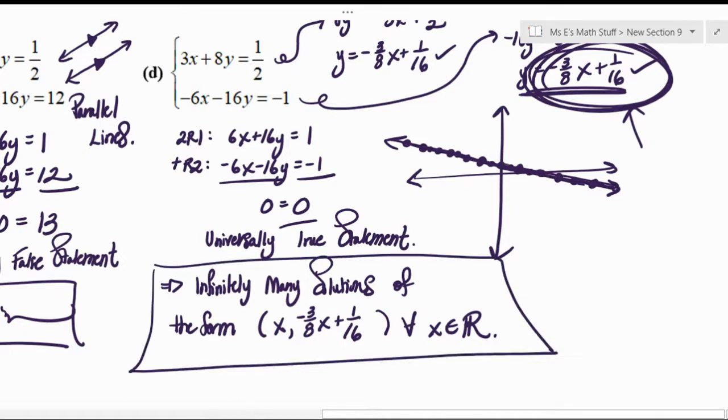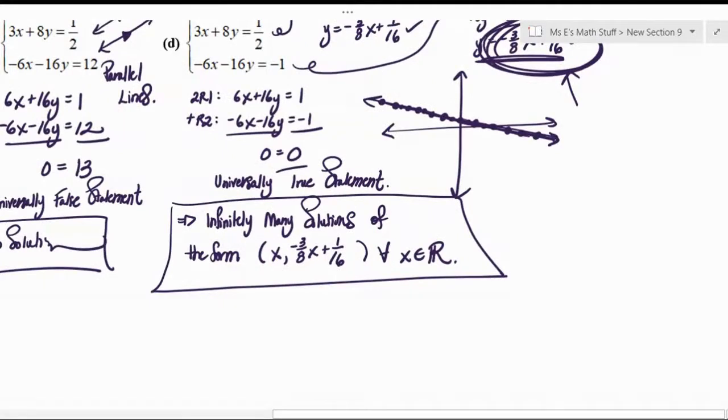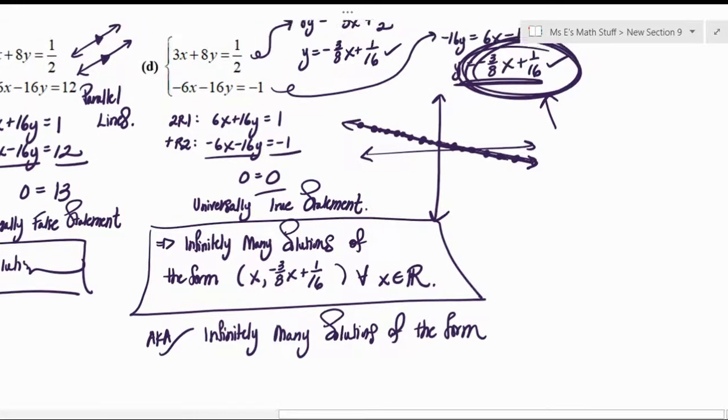There we go. All right, my friends, hopefully that makes sense. Another way to answer this problem correctly, I'll just say AKA, would be to say infinitely many solutions of the form. Practice the way that I'm writing this when you do your problem set. Even if the back of the book doesn't write it like this, practice this little sentence so you're ready for test questions like this. So of the form, and then I had written my answer in terms of x.